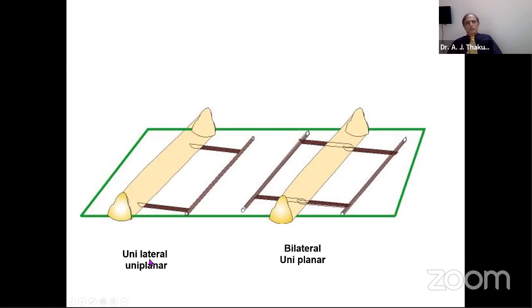First, we start with the unilateral, uniplanar. The green side is the plane and it's unilateral. That means the fixator is only on one side, and this is the rod here. So this is a unilateral, uniplanar fixator. This frame has rods on both sides and a standing pin going across. So it is bilateral, but still in one plane. So we call it bilateral, uniplanar. These two identities: whether it has one rod or two rods, and whether it is in one plane or two.